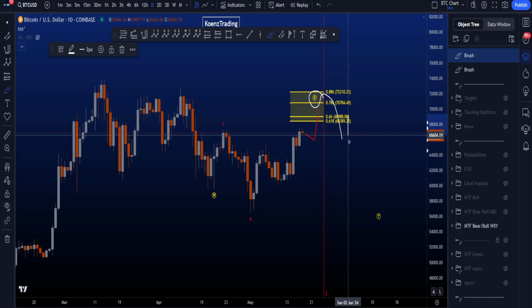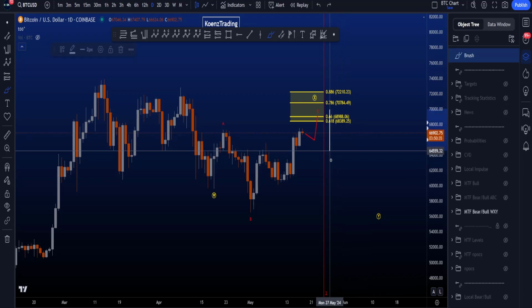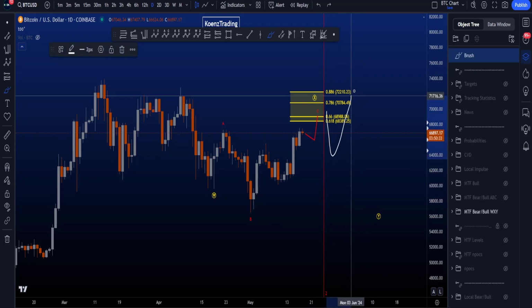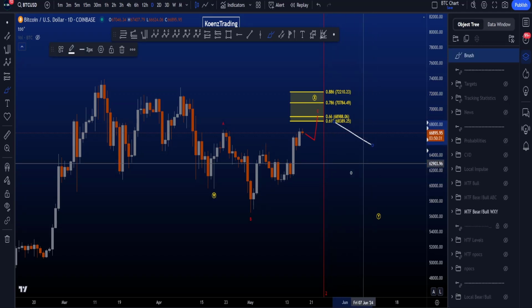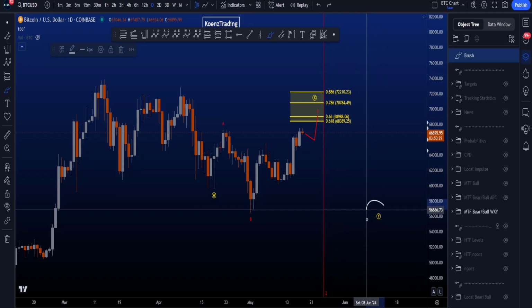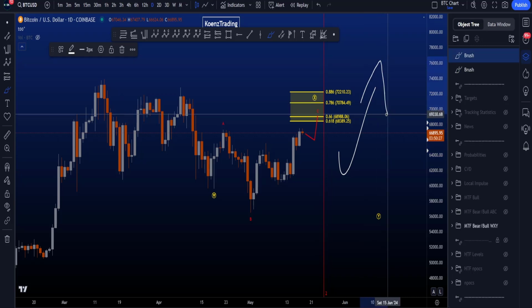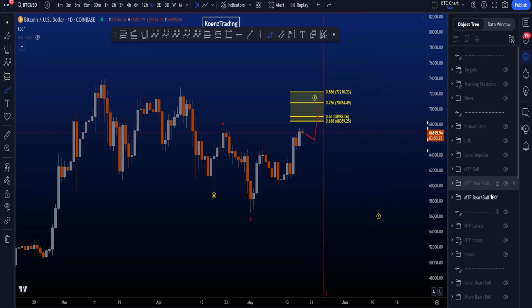After wave X, we're looking for a wave Y to the downside. Most commonly a zigzag, can also be a flat structure, and the rarest pattern would be a triangle in this wave Y, after which we then look for continuation to the upside.